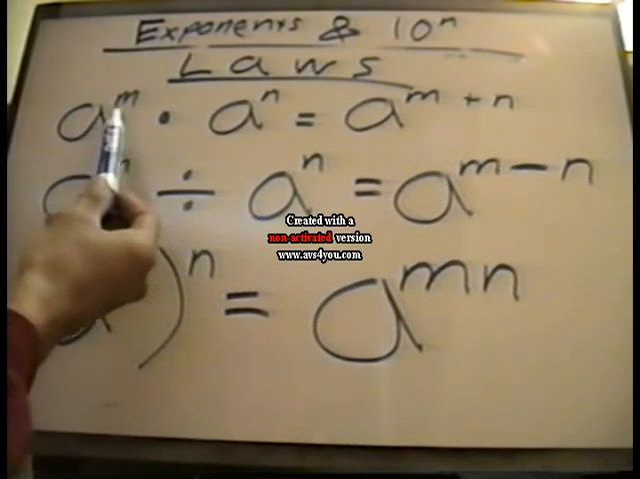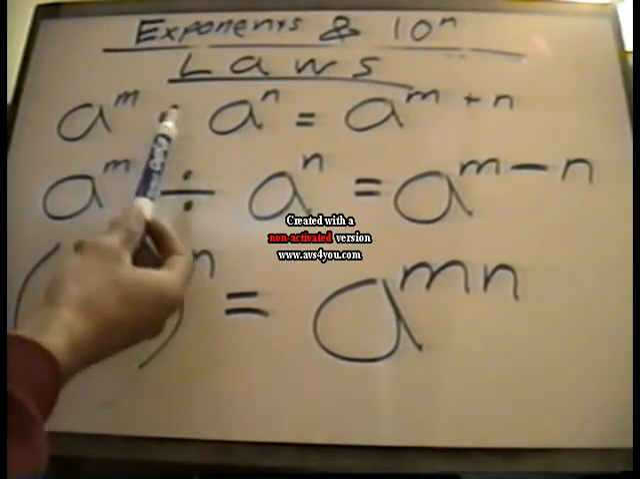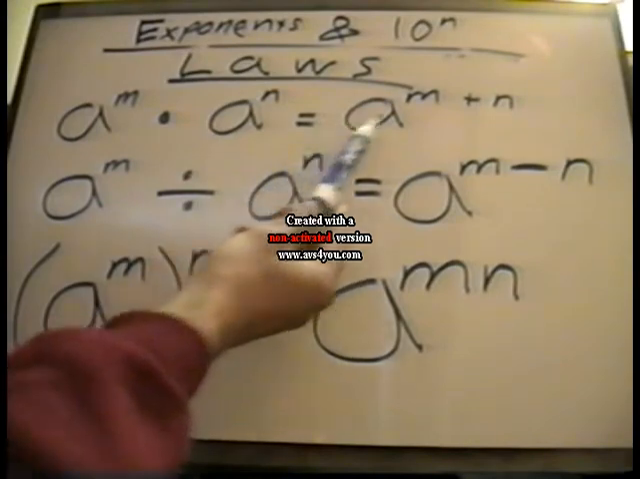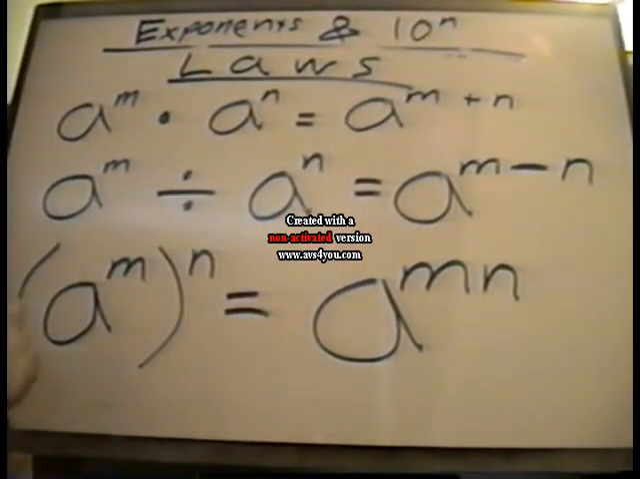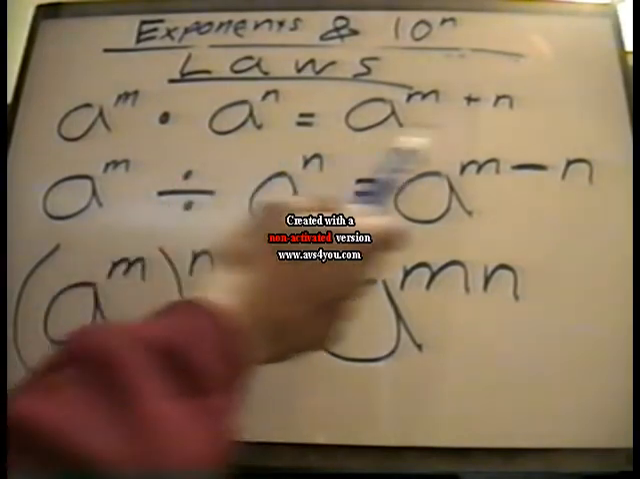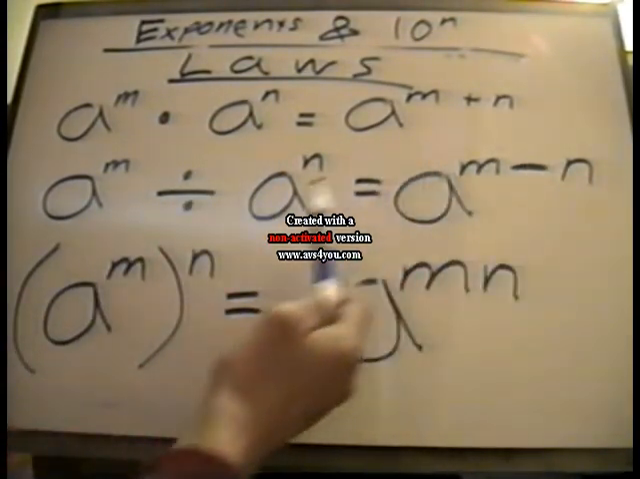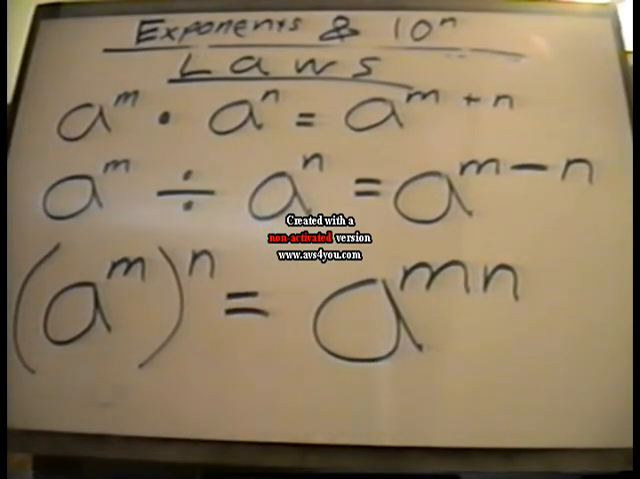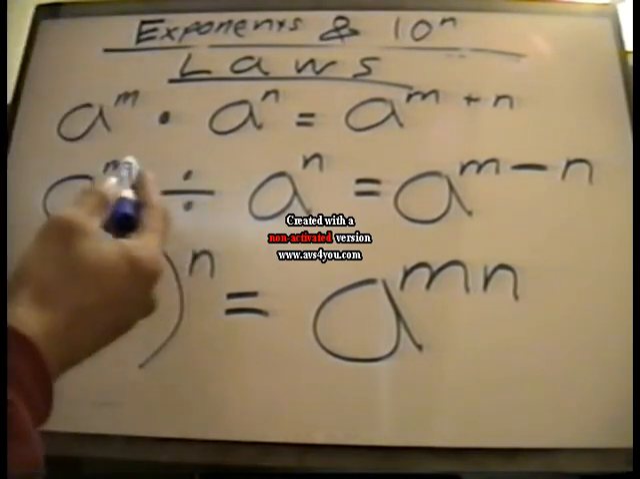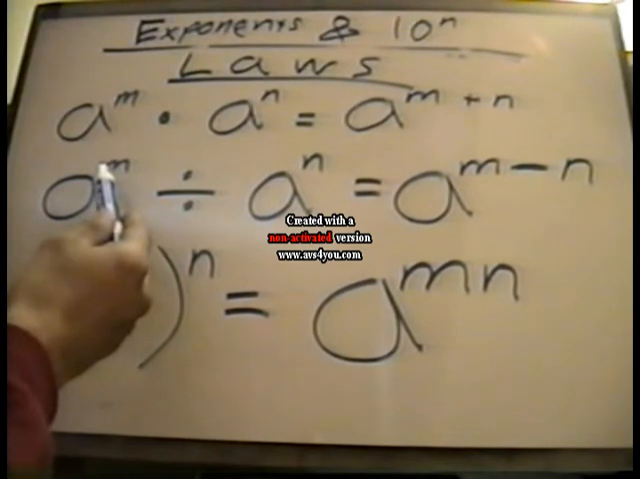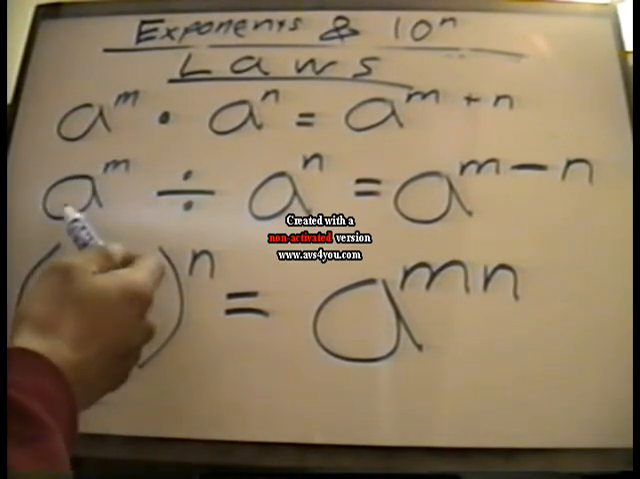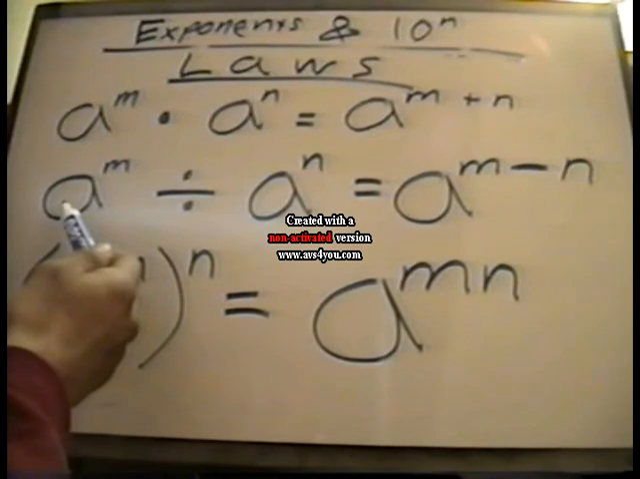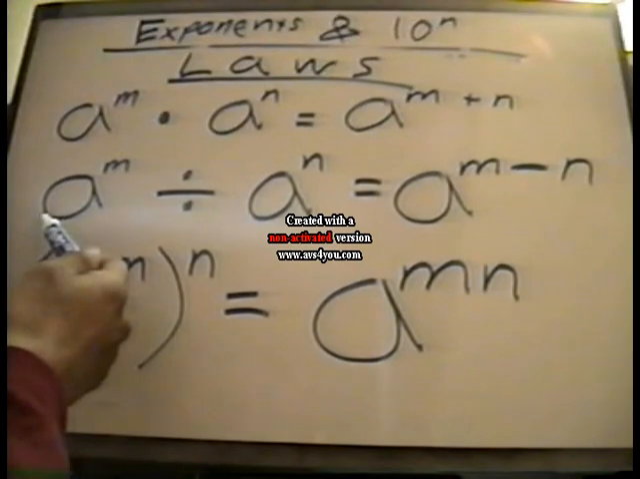In the multiplication, you added the exponents. In the division law, we subtract the exponent of the divisor, which is a to the power of n. It has to be in that order. You don't say n minus m, because a to the power of m is the dividend, or it would be the numerator for a rational or fractional form. Whereas a to the power of n would be the divisor or the denominator.